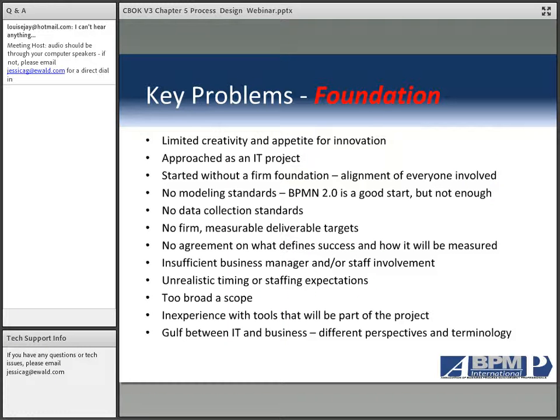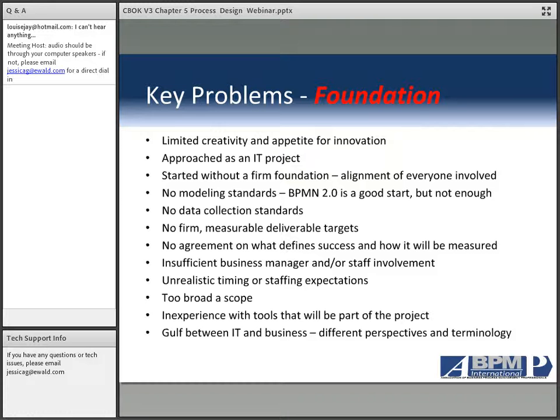It should not be approached as an IT project. IT is a support group, and it's critical, but it's support. The business redesign needs to be conducted by business professionals, not by IT professionals, just as the things that need to be developed should be developed by IT professionals and not business professionals. Each has their place in the project.